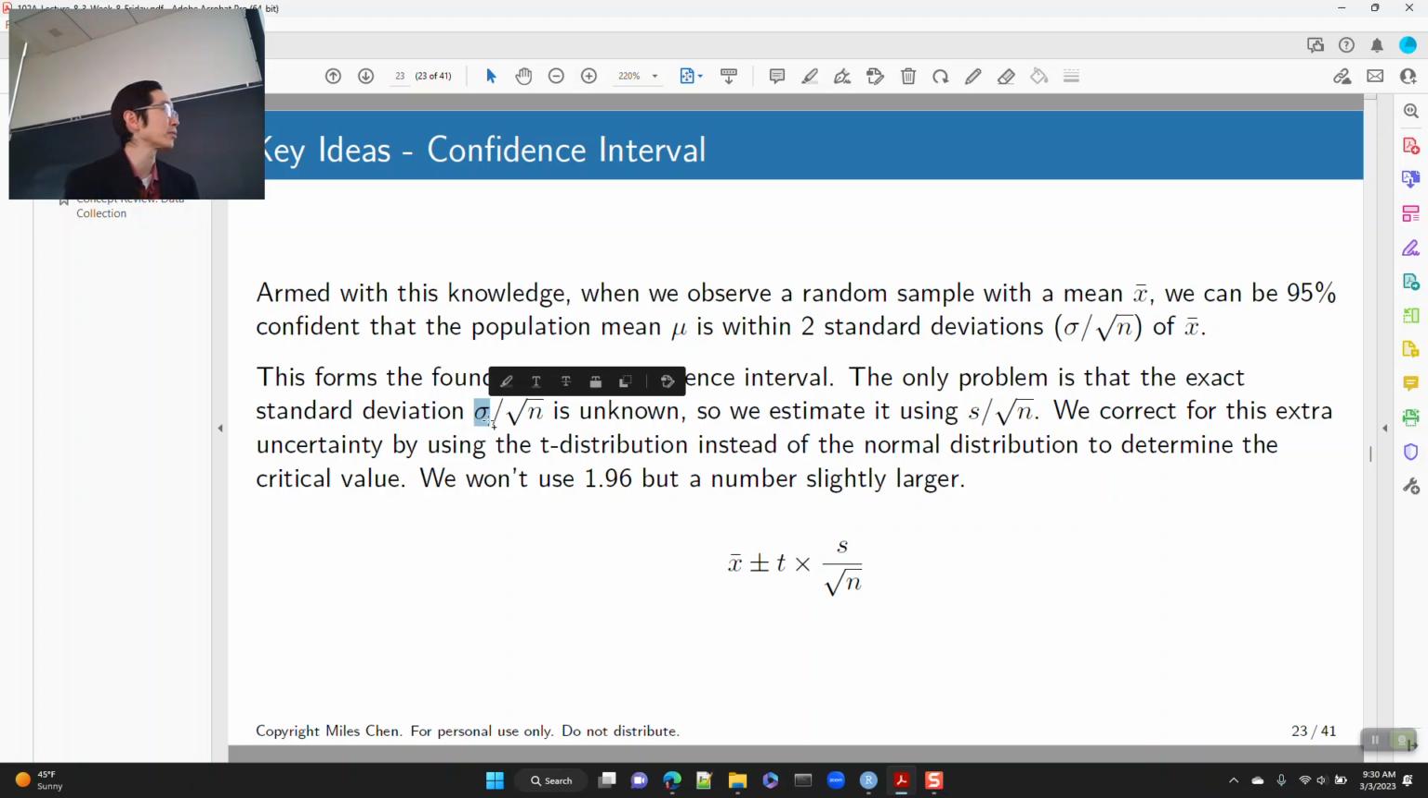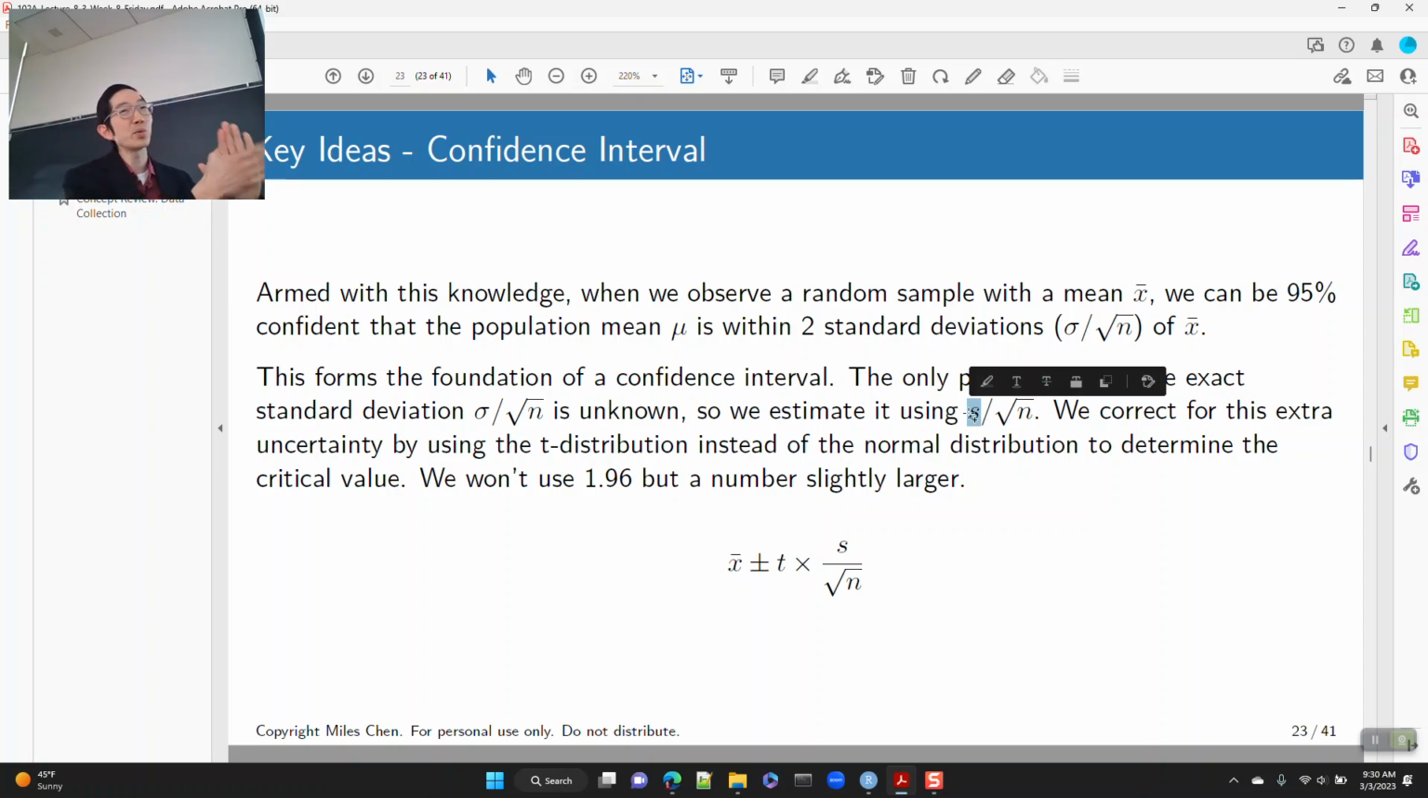Well, we say, you know what? I don't know what the population standard deviation is, but a reasonable estimate for the population standard deviation is our sample standard deviation. So we use S, the standard deviation of our sample, as an estimate for the population standard deviation. Okay, well, that's fine, but this introduces extra uncertainty. And so how do we compensate for this extra uncertainty?